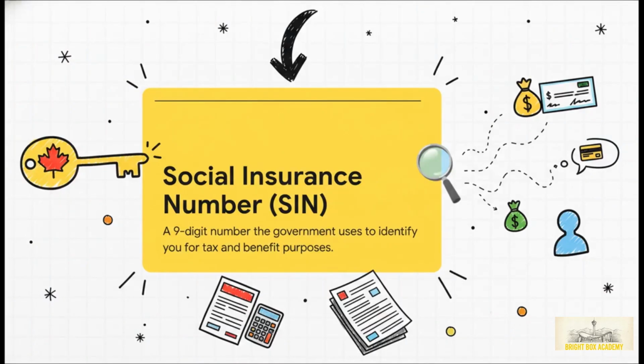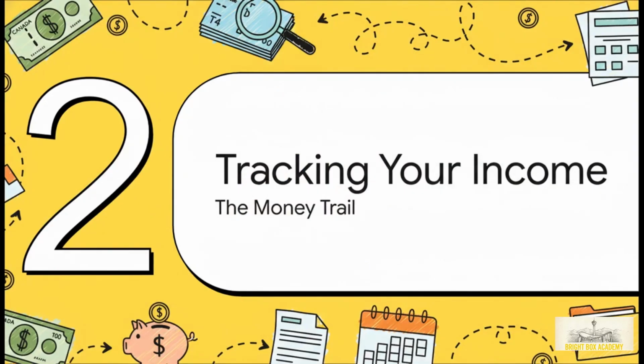So what is this SIN thing anyway? Think of it as your unique 9-digit identifier for the government. The CRA uses this number to connect your tax return directly to you, making sure all your benefits and credits are calculated correctly. It's basically the key that unlocks your entire tax profile. All right, personal info is locked in.